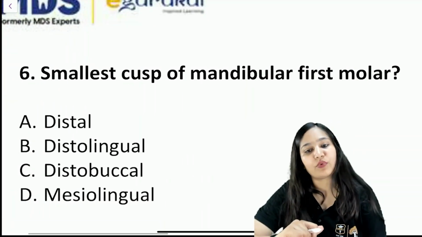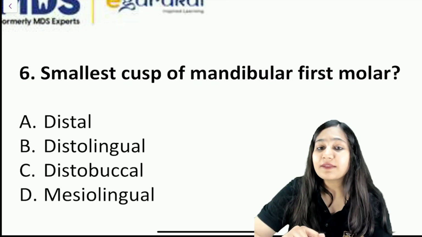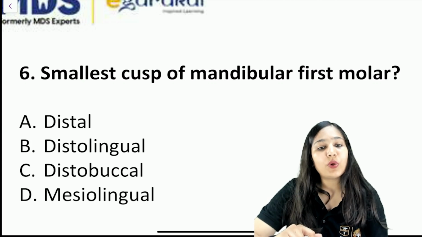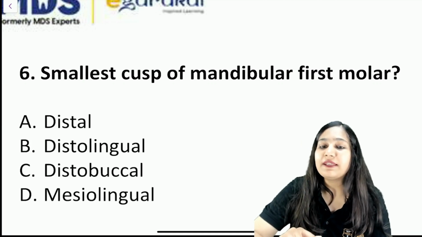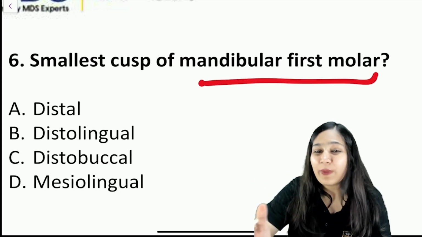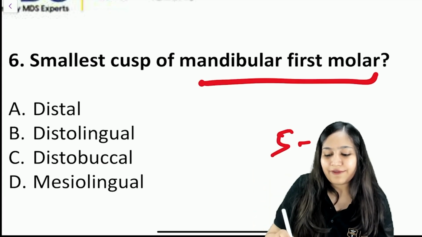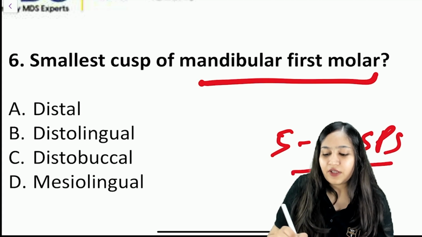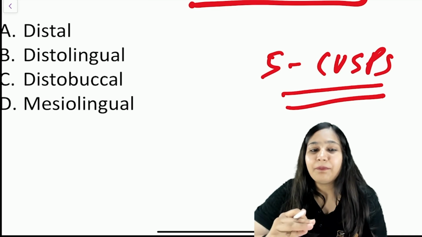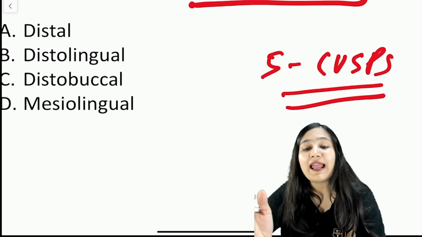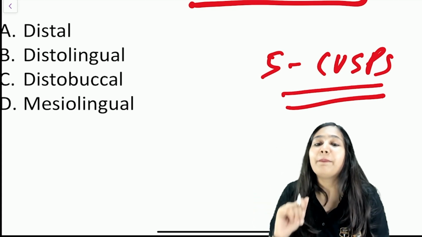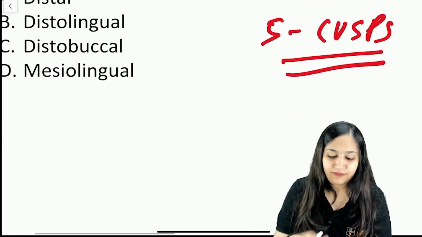Now coming to our next question. Smallest cusp of mandibular first molar. Is it distal? Is it distolingual? Is it distobuccal? Or is it mesiolingual? First of all, we should know mandibular first molar has how many cusps? 5 cusps. Right. 3 buccal and 2 lingual. Mesiobuccal, distobuccal and distal are present on the buccal surface. 2 lingual, mesiolingual and distolingual.